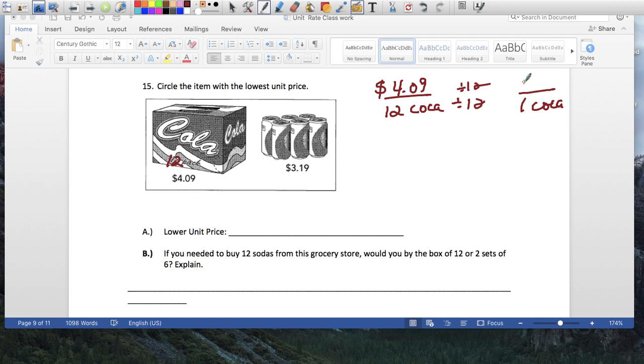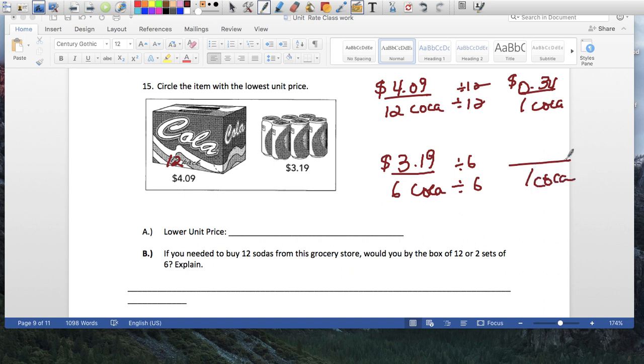It's going to give me 0.34. So each soda is going to be 34 cents. This one is going to be $3.19, but I can only get 6 Coca-Colas. Divide by 6, and 1 Coca-Cola. It's going to be 3.19 divided by 6, which is going to be 0.53 cents.